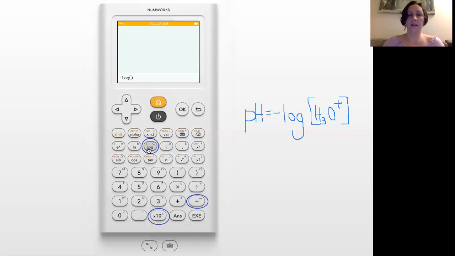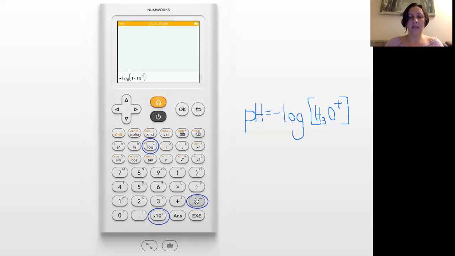Now I'm going to plug in the concentration of my hydronium ion, which is going to be 1 times 10, and this will give me to the exponent. A lot of calculators have a button like this. Some instead use a button that's like an x to the y exponent, or sometimes it's an E button. So there are a lot of different ways you might find it on your calculator.